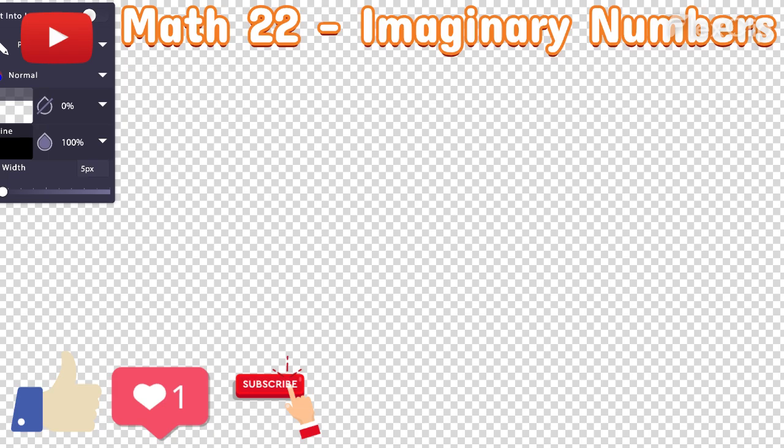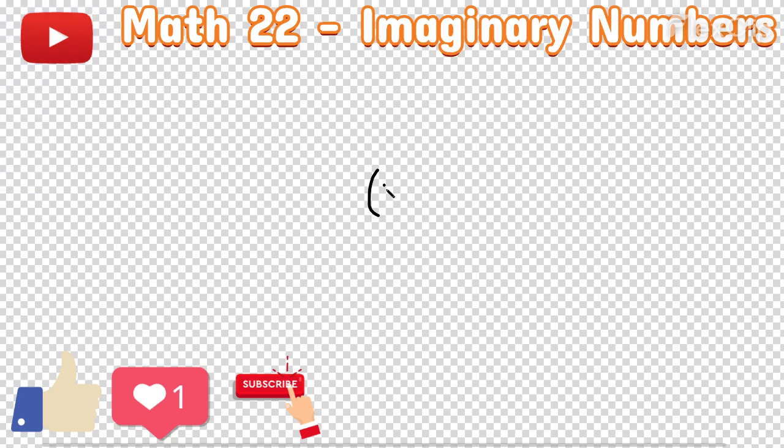For our final example, we have 4 plus 3i multiplied by 2 minus 5i. In order to solve this, we must use the FOIL method.